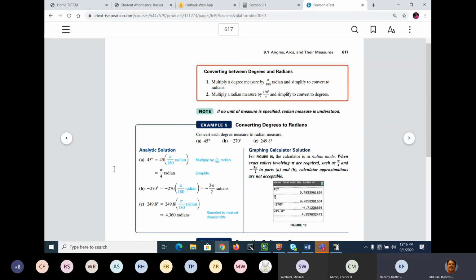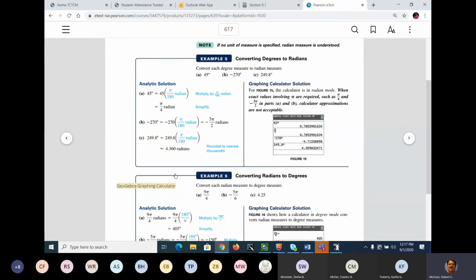45? 45. So 45 degrees is the angle. I don't know what they got, but which one did we do? We did that one. They got pi over 4. We got pi over 4.